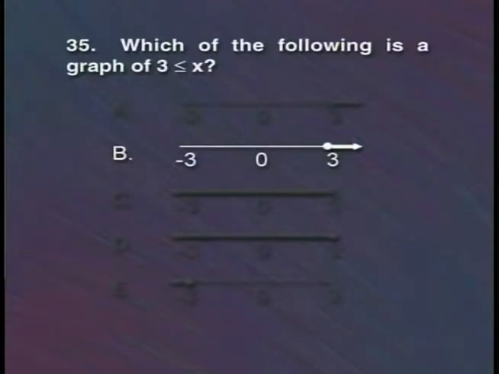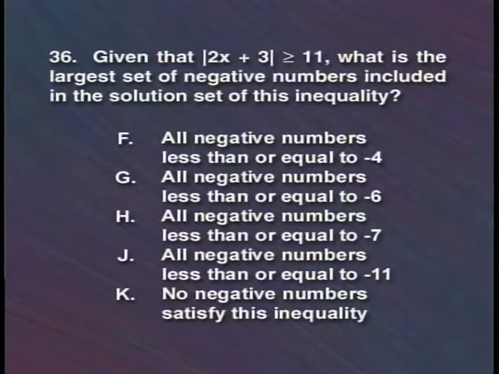Problem 36. Given that the absolute value of 2x plus 3 is greater than or equal to 11, what is the largest set of negative numbers included in the solution set of this inequality? This inequality needs to be solved only for negative number solutions.